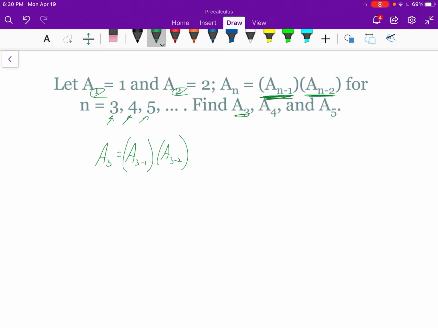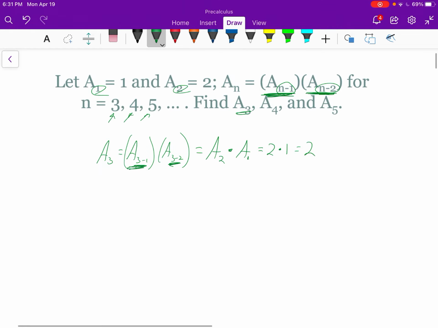You don't always have to write this work once you start understanding what this means. I'm just showing you that these subscripts actually do work out. They mean something. So 3 minus 1 is 2. That's this one. Times 3 minus 2 is 1. So we actually really want the second term times the first term. So the second term is 2 times 1 is 2.